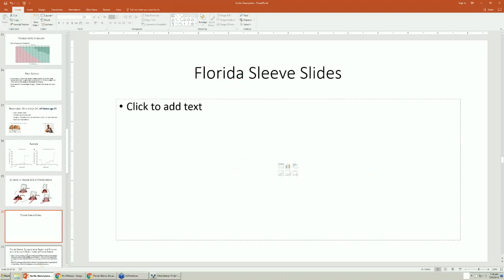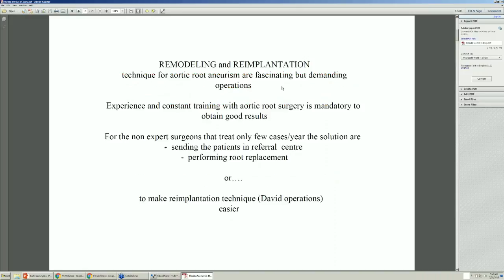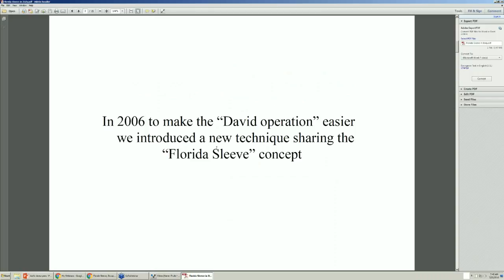So I like that. So the Florida sleeve, we have some slides on that. Let me show you the Florida sleeve. And so this is the Italian adaptation of the Florida sleeve. They don't call it Florida sleeve there, but they do attribute it to Florida later on here somewhere. In 2006, to make the David operation easier, we introduced a new technique sharing the Florida sleeve concept. So Dr. Martin was very humble, not calling it the Martin sleeve, like Dr. David and Dr. Yaqub were a little boastful. And so we like Tom. He's a good guy. He's a humble guy.